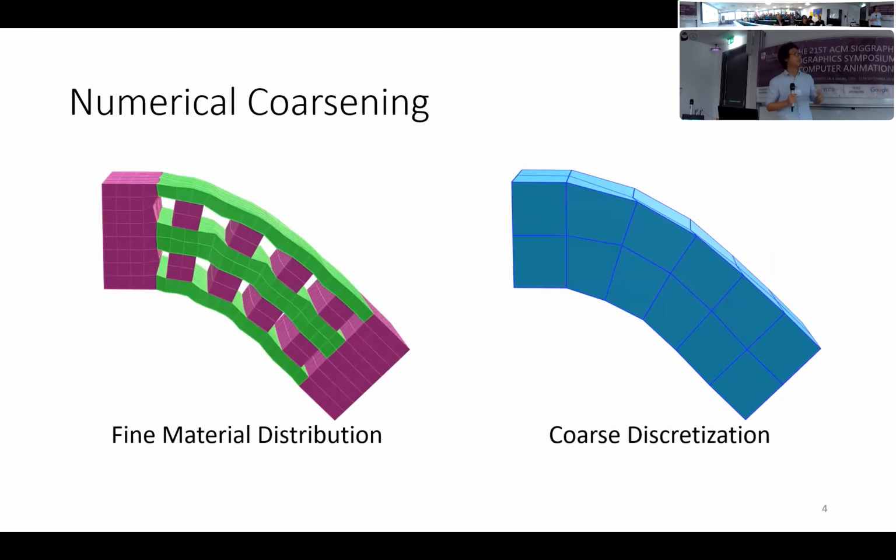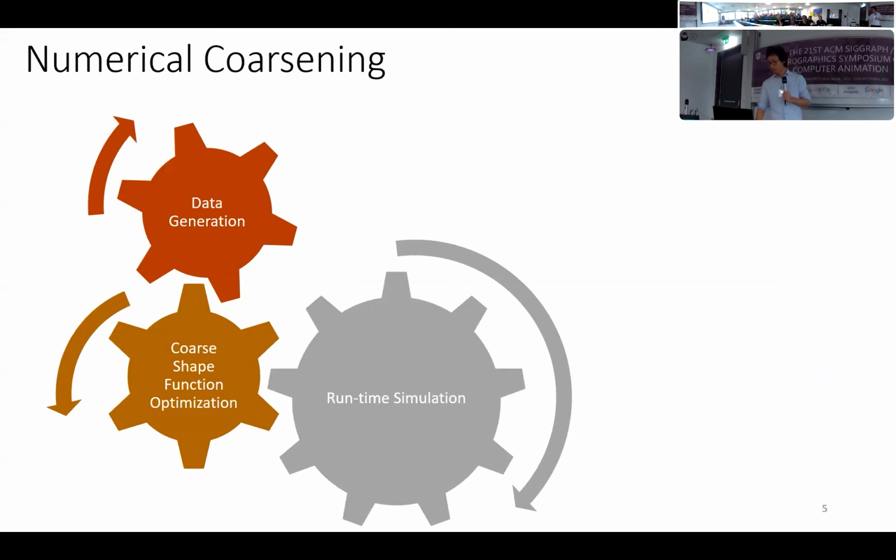And now I will introduce our baseline method, numerical coarsening. Numerical coarsening is a local method for model order reduction, and it can decouple the resolution of the material and the resolution of the simulation. Numerical coarsening is a data-driven method, and the state-of-the-art method does not support runtime update of the model.